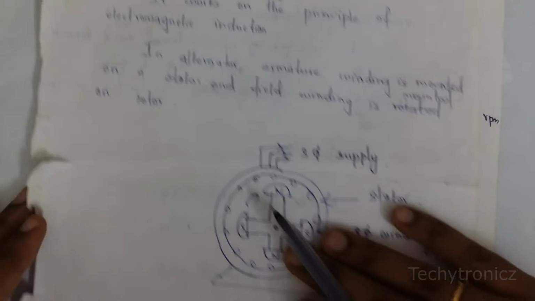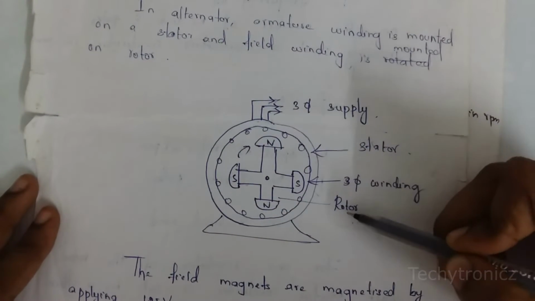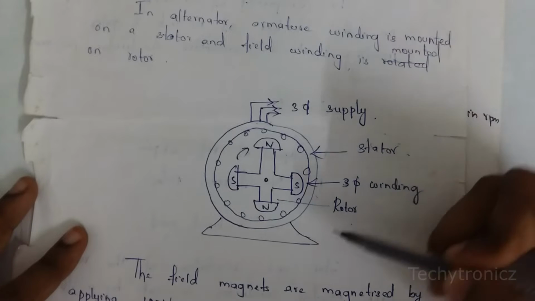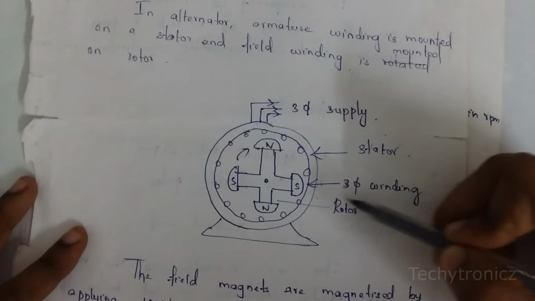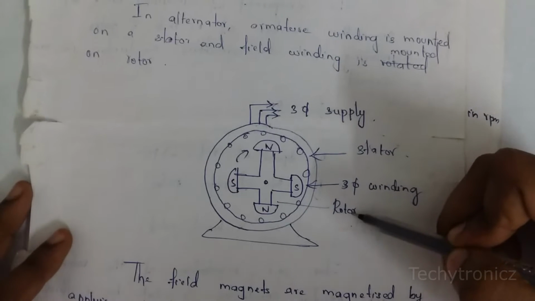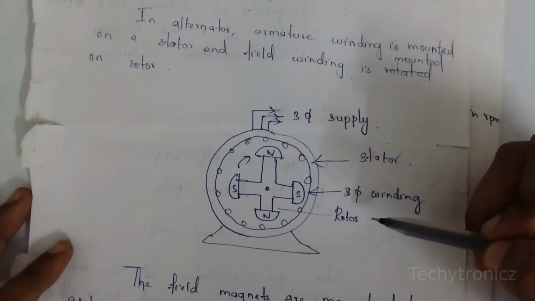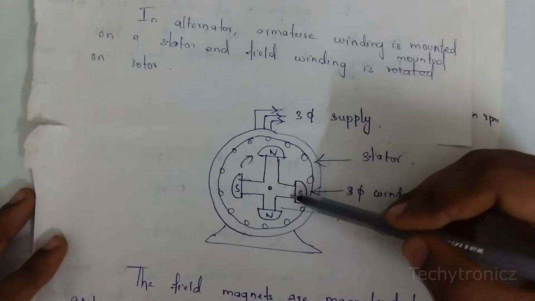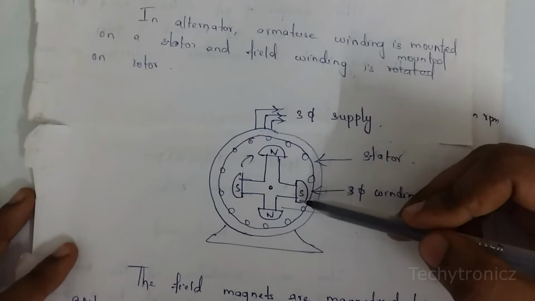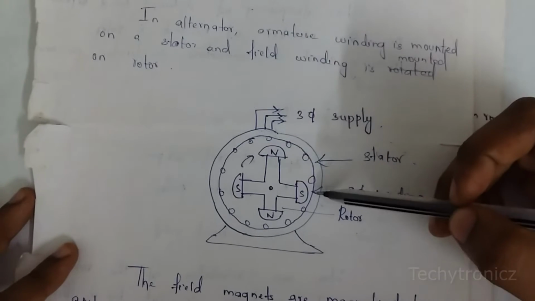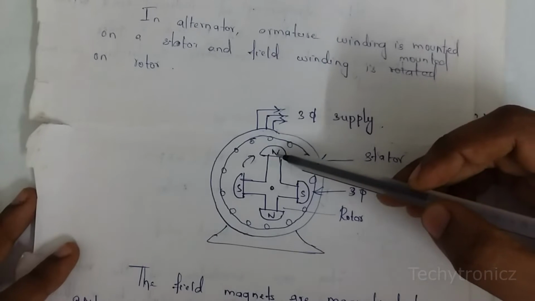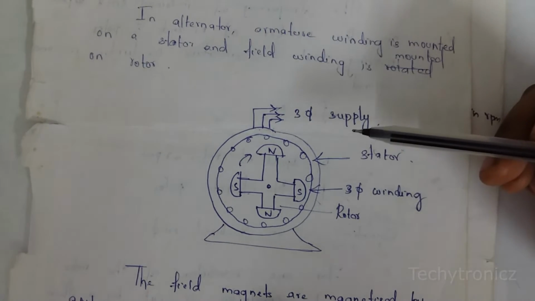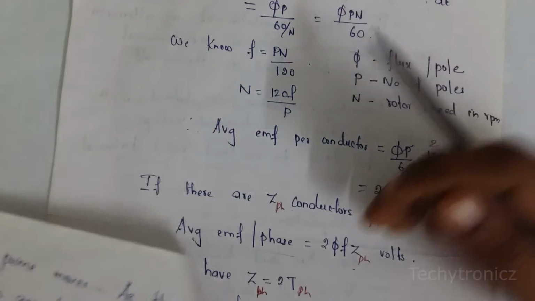As usual, an alternator also has a stator and rotor. Armature winding is mounted on the stator and field winding is mounted on the rotor. The field magnets are magnetized by supply through the slip rings, and these field windings are connected with alternate north and south poles.